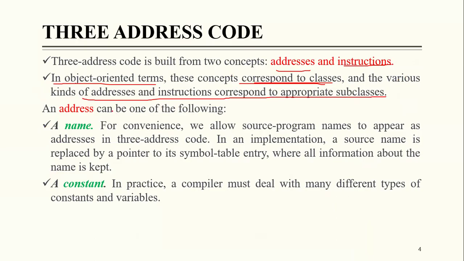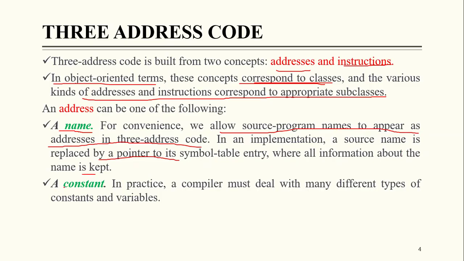An address can be any one of the following. The first one is name. For convenience, we allow the source program names to appear as addresses in the three address code. In an implementation, a source name is replaced by a pointer to its symbol table entry where all information about the name is kept.